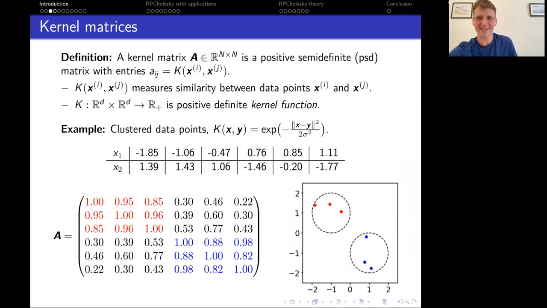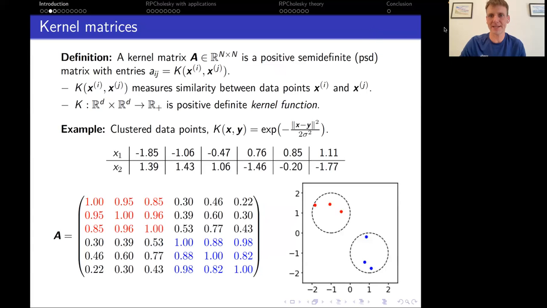Kernel matrices are a particular type of PSD matrix, positive semi-definite matrix, that I'm going to use for all of the examples today because they're evocative and you can think about kernel matrices both as mathematical arrays of numbers, but then also as representing data and similarity between data. And I like the two perspectives.